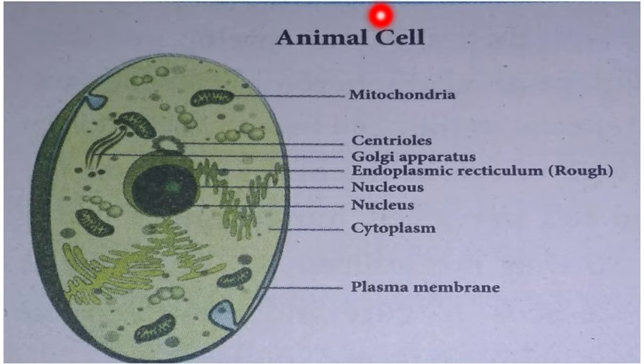Next, this is the animal cell. In the animal cell, you see here the mitochondria. Then this is the nucleus, nucleolus. This is the endoplasmic reticulum, rough endoplasmic reticulum. Here you observe the Golgi bodies, and in the animal cell, you see the centrioles. Then this is the cytoplasm and plasma membrane also.